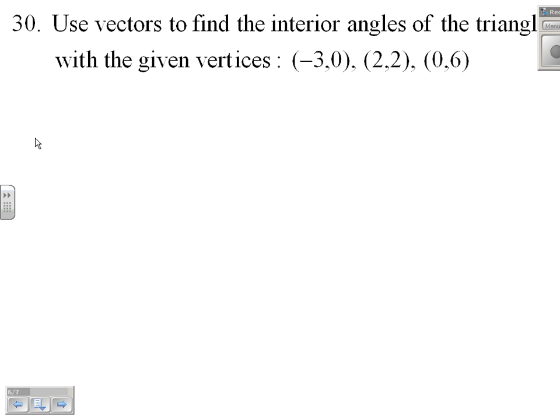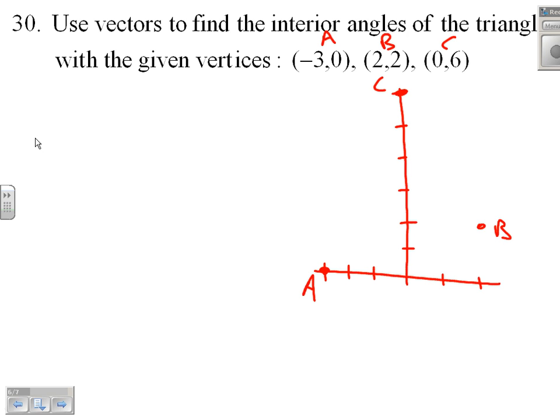Okay, so here we're just given ordered pairs of the vertices of triangles. I'm going to draw a sketch of this, of course. I've got a point at -3, 0. I'm going to call that A. I've got a point at 2, 2. I'm going to call that guy B. And I've got a point at 0, 6. I'm going to call that C.